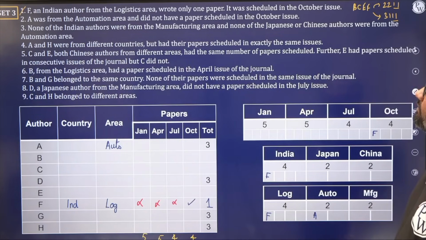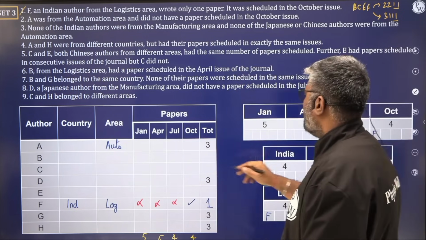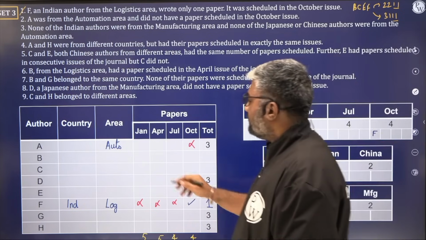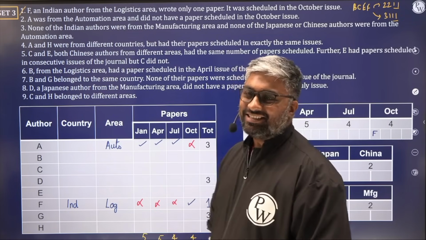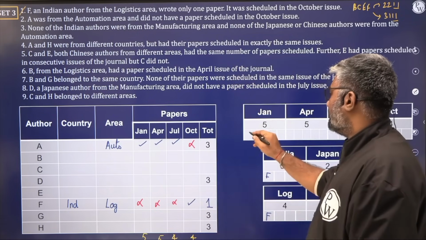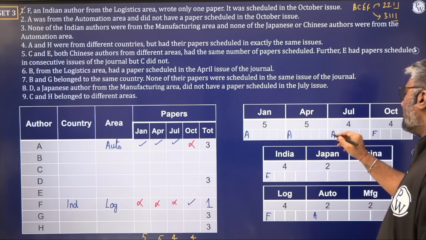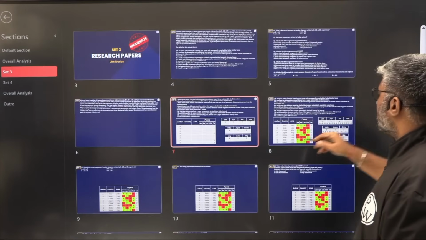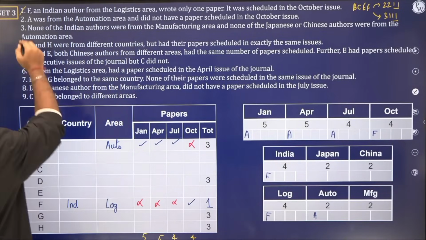And did not have a paper scheduled in the October issue. So A did not have one in the October issue, and we notice that A has to have 3 papers. So if A has to have 3 papers, those 3 are going to be Jan, April and July. Works? Yes. So we have Jan, A, April, A, July, A, and he is from the automation. This was also a very good clue because it did give us a lot to think about for A.